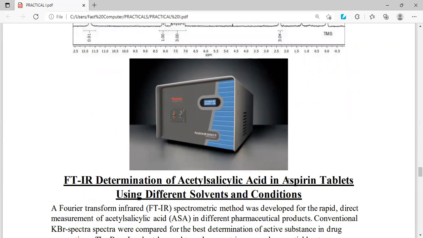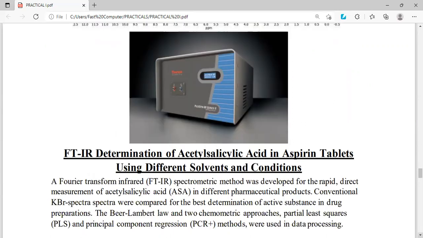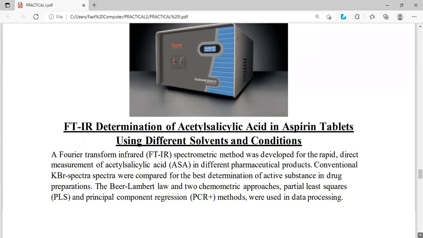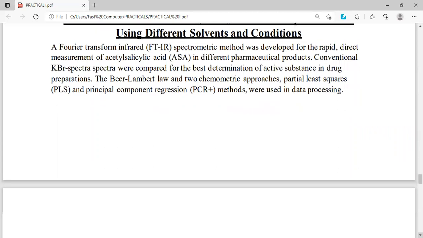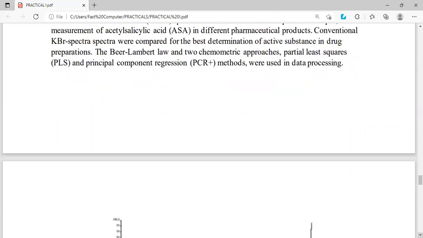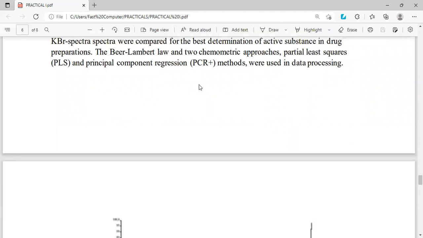Now we will discuss our Fourier transform infrared spectrometry method to determine acetylsalicylic acid in aspirin tablets using different solvents and conditions. An FTIR spectrometric method was developed for the rapid direct measurement of ASA in different pharmaceutical products. The conventional KBr spectra were compared for the best determination of the active substance in drug preparations. The real and 2 chemometric approaches, partial least squares and principal component regression methods, were used in data processing.